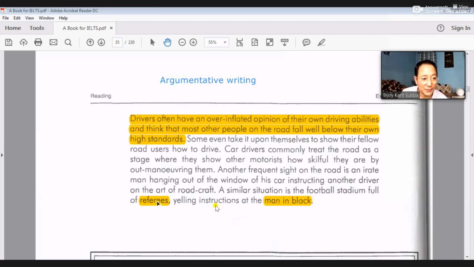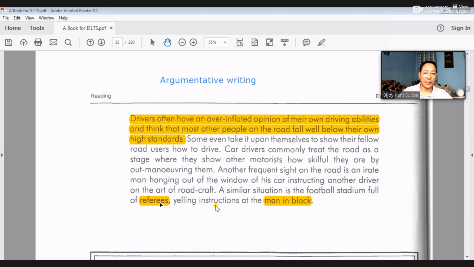Who are the referees? You're the audience. So this is more like a riddle. So the man in black is the referee, and the referees are actually the spectators watching the game. Okay? So the referees are the spectators watching the game.